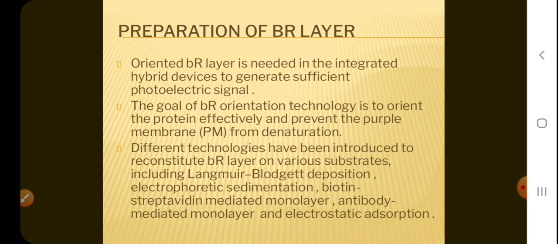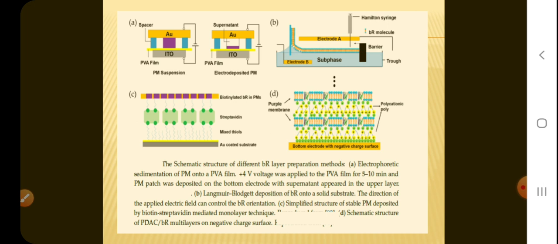Here we will be talking about different methods. One is the Langmuir-Blodgett deposition, electrophoretic sedimentation, biotin-streptavidin mediated monolayer, antibody mediated monolayer, and electrostatic adsorption. We'll see the schematic illustration over here. The first illustration on the left shows the electrophoretic sedimentation of PM, the purple membrane, onto a PVA film.